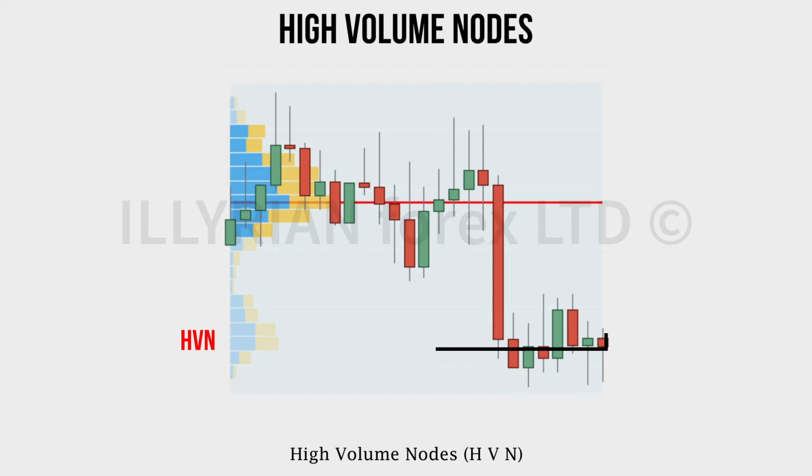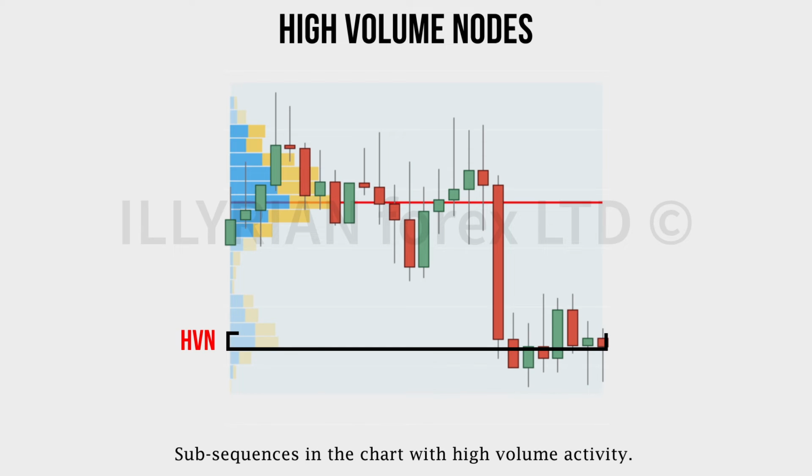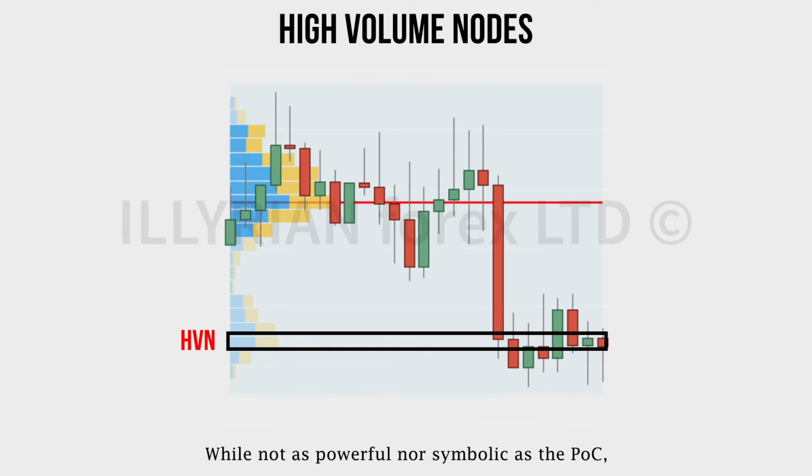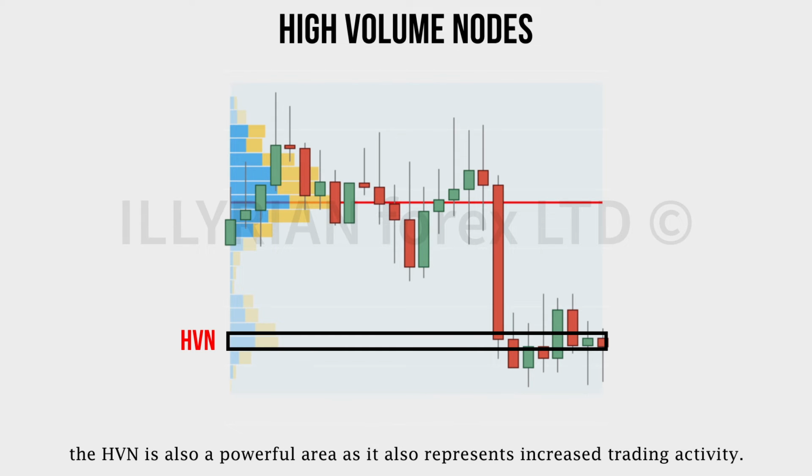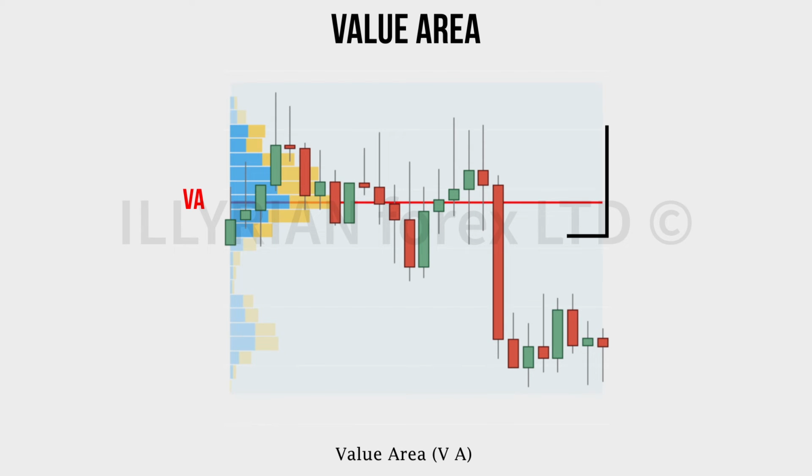it is more dependable as an indicator. High volume nodes, HVN. Subsequences in the chart with high volume activity. While not as powerful nor symbolic as the POC, the HVN is also a powerful area, as it also represents increased trading activity. Value area, VA.